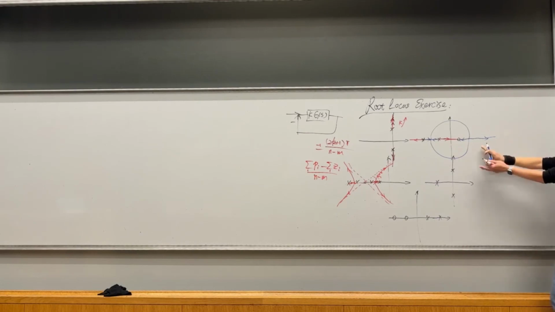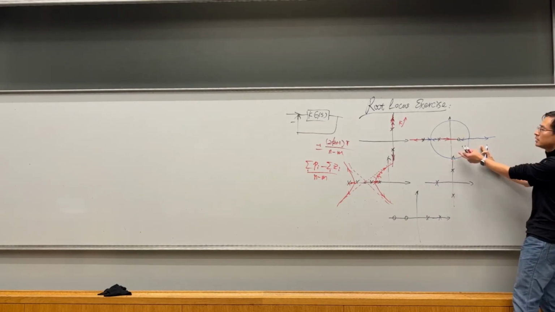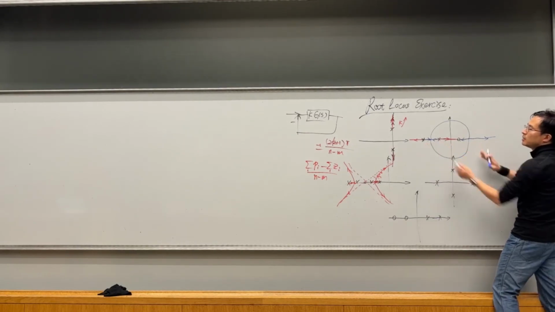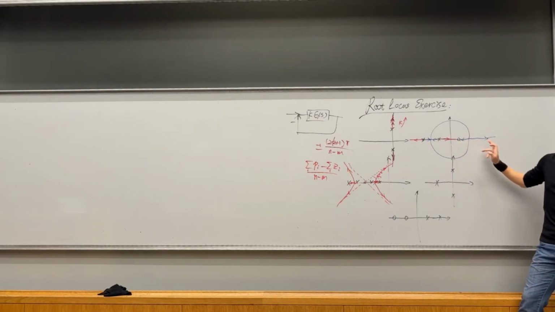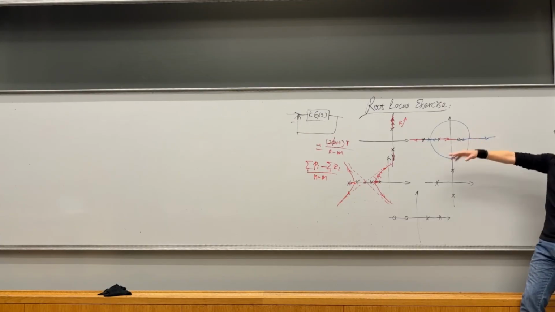You can see the blue branches all start from the open loop poles again, and they end at the open loop finite zero and then one at infinity. And this maintains symmetry. Why wouldn't this be the actual root locus? Does it violate any conditions so far?